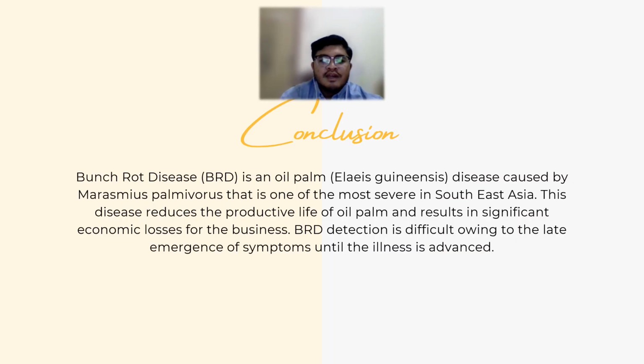As the conclusion, bunch rot disease in oil palm is a disease caused by Marasmius palmivorus that is one of the most severe in Southeast Asia. This disease reduces the productive life of oil palm and results in significant economic loss for the business. BRD detection is difficult owing to the late emergence of symptoms until the illness is advanced.